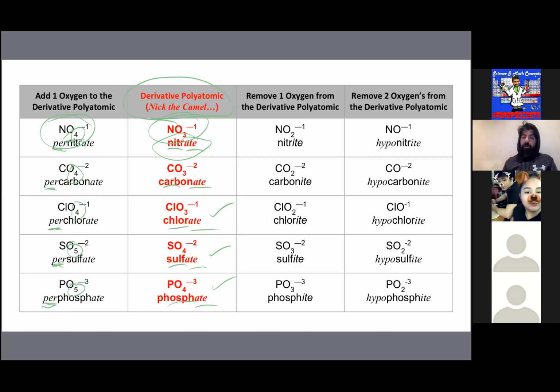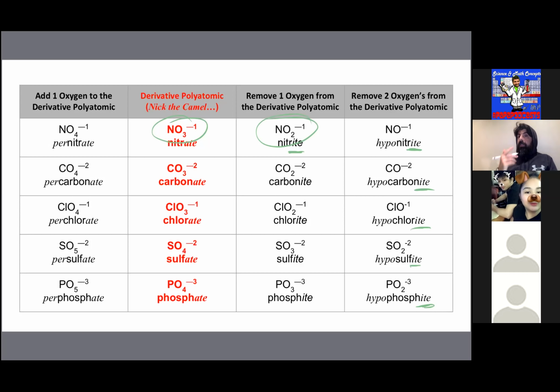If we take away one of those oxygens, okay, so we're going to take away an oxygen. NO3 minus 1 becomes NO2 minus 1. So when we remove an oxygen, the polyatomic becomes ite. And the polyatomic ite ending, notice even these have ite endings. These ite endings mean we've lost an oxygen. Not from a chemical reaction, they just don't have an oxygen.